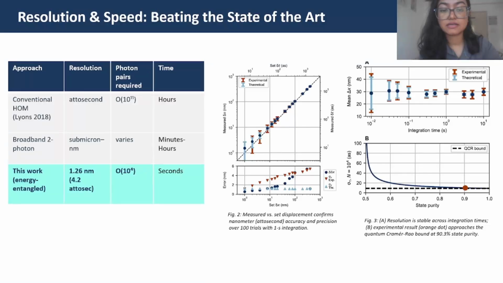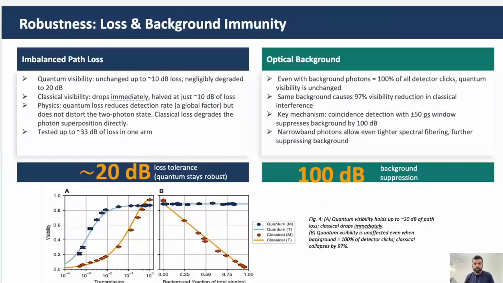The system is operating close to the fundamental precision limit allowed by quantum mechanics. This is the headline result: fast, near-optimal quantum measurement at nanometer precision with a photon budget that is practical for real-world applications.